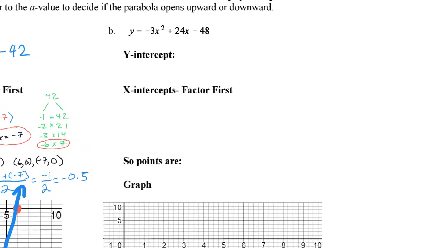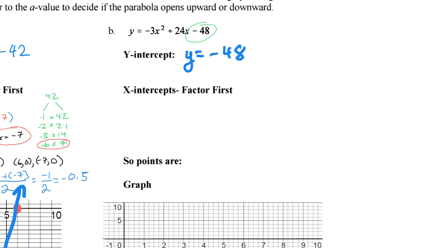So we're going to do the same thing again. We're going to identify the y-intercept. To identify the y-intercept, we're going to look at it and say, okay, we're looking at the y-intercept. So therefore, our y-intercept is y is equal to negative 48.